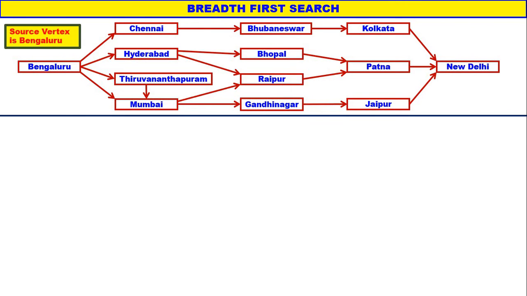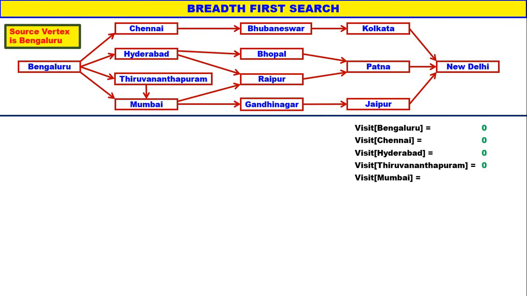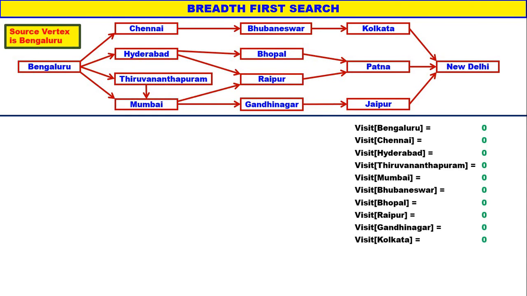And also we will consider source vertex as Bengaluru. Initially, we will consider the visit value for all the vertices is equal to 0, because none of the vertices are visited. Therefore all the vertices visit value is 0 initially.